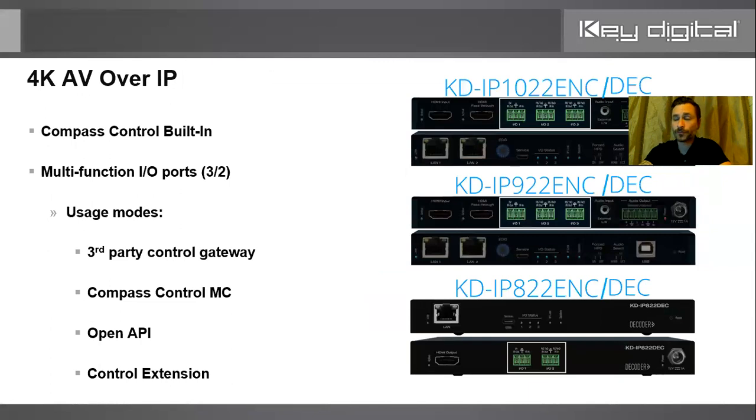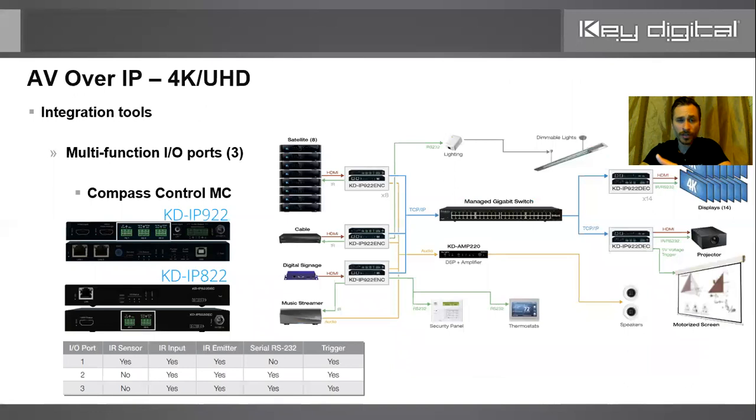And that does lead us to our 4K AV over IP encoders and decoders. The 1022s and 922s, as you recall, have 3 multifunction ports on Phoenix connector. They're transmit, receive, and ground, or IR out and ground with the 3rd pin open. And the IP822 encoders, decoders have 2 of the multifunction IO ports. So think about that. You're already using KeyDigital and you know about our 4K AV over IP devices.